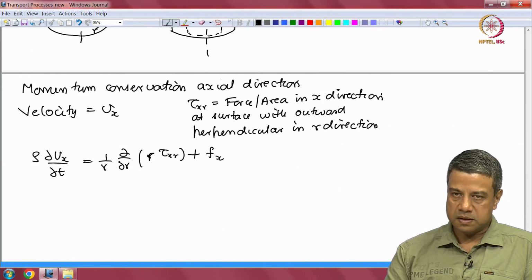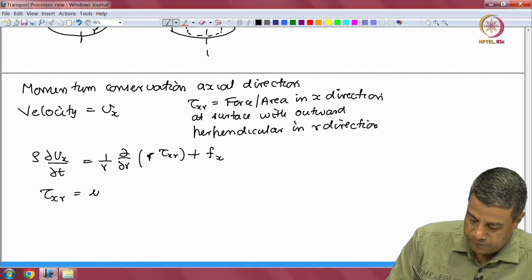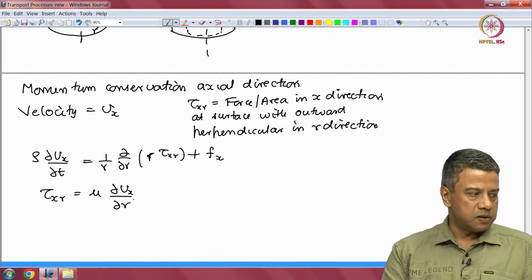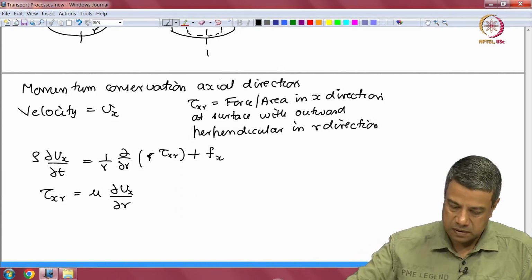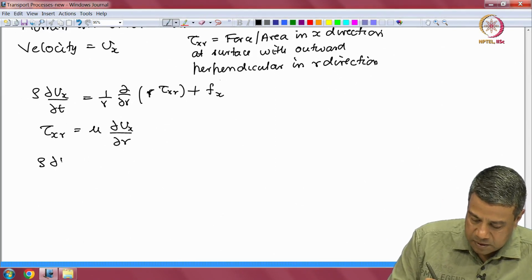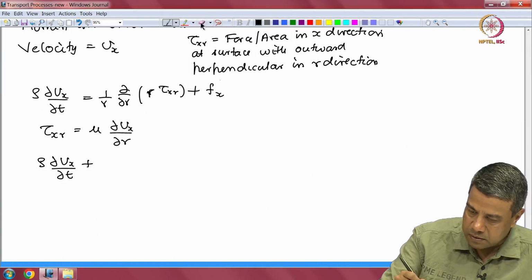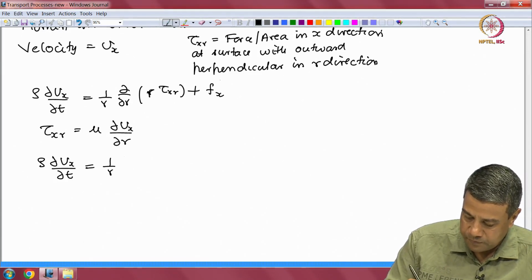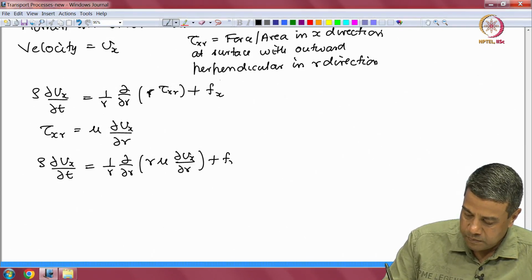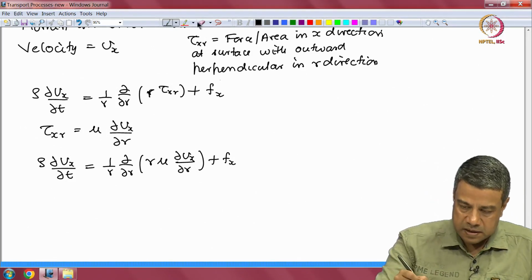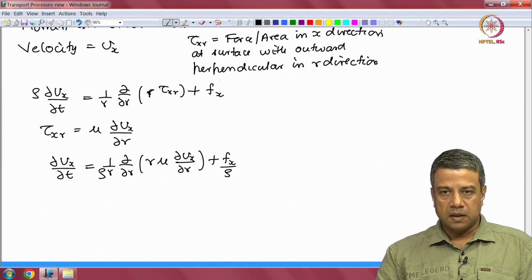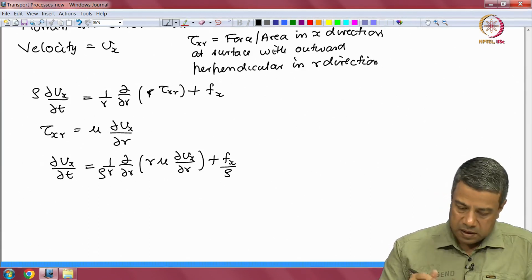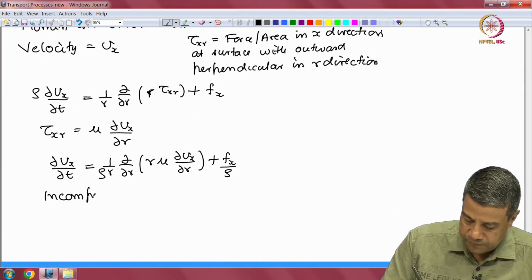Then the constitutive relation, Newton's law for the shear stress. I should stress that this conservation equation is only for a unidirectional flow. It is not for any general flow. Then the equation becomes rho partial Vx by partial t is equal to the diffusion term plus the body force. You can divide throughout by the density. If the density is a constant, for an incompressible flow, this becomes simpler.